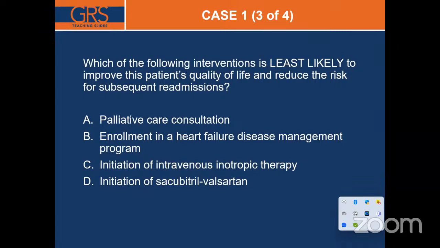Should I go for the answer? You have an answer of D. Okay, so the question is least likely to improve the patient's quality of life. You have B as well. Okay. The answer least likely to improve the quality of life is initiation of IV inotropic therapy. The answer is C.